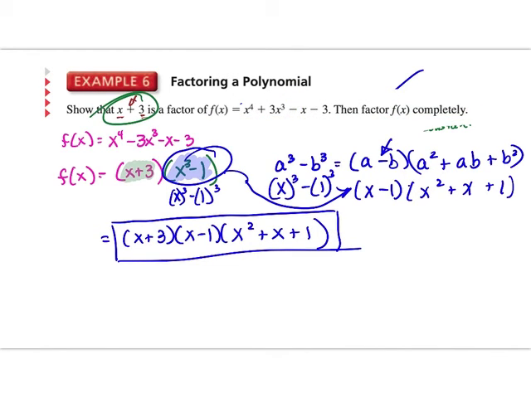Okay, now mathematically I didn't have to do a whole lot. We did some synthetic division. After I did the synthetic division, I used the difference of cubes. So that's not too bad.